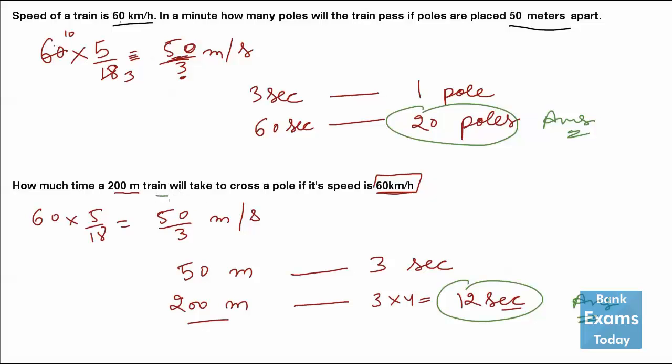You should understand one thing here. If there is a train, and it has to pass a pole here, there is a pole. So it will pass the pole after it covers its own length. So it starts like here and it has to cover its own length. That's why we use this formula. And that's our answer.